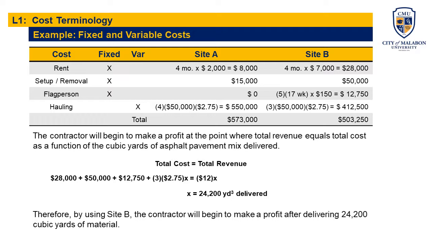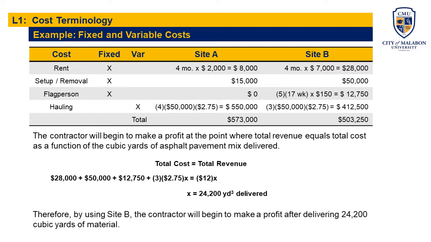Therefore, for site A, for 4 months, they will pay 2,000. That's a total of $8,000 for the 4 months of operation. While in site B, the contractor will pay $28,000 for the 4 months. Another fixed cost is the setup and removal. For site A, it is fixed at 15,000, while in site B, it is fixed at $50,000.